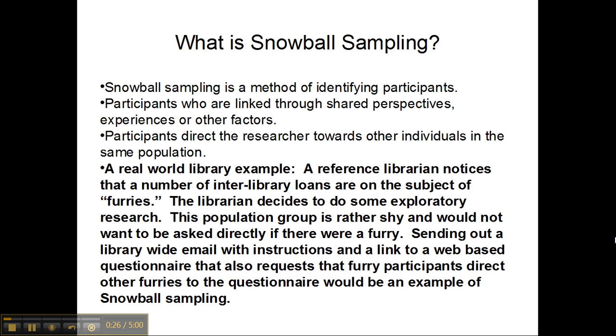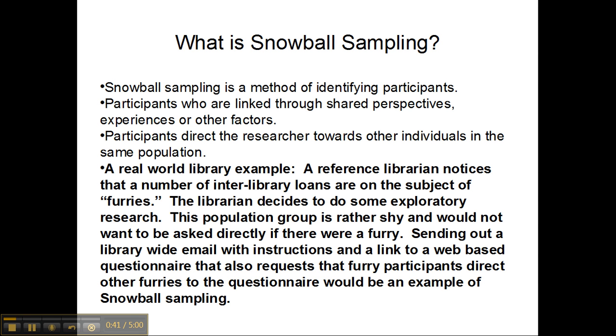What is snowball sampling? Snowball sampling is a method of identifying participants who are linked through shared perspectives, experiences, or other factors. Participants direct the researchers towards other individuals in the same population.